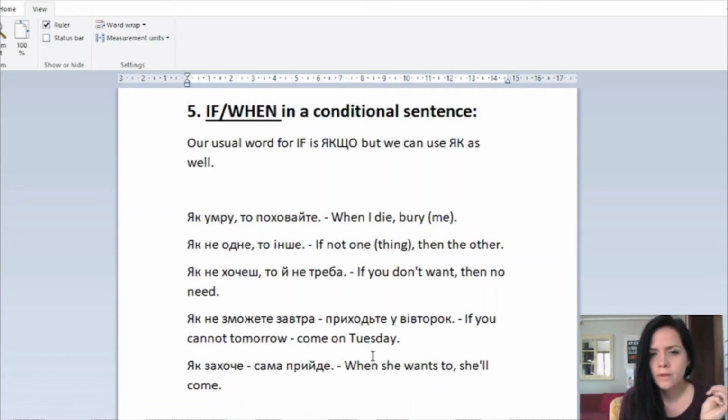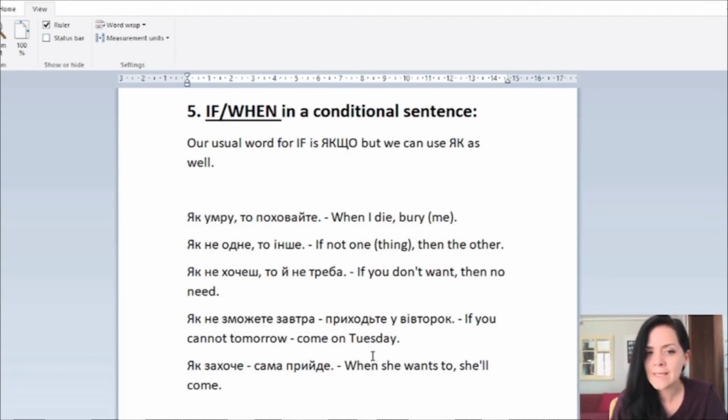So again, I would rather use якщо for formal standard situations, but if we have some sort of fictional book, or we are having just a conversation using spoken Ukrainian, then як works just as well. So again, this very first instance that I mentioned before, як умру, то поховайте. Як умру means when I die. То поховайте, then bury me, of course. Who else? The one who's dead, right? So як умру, то поховайте. When I die, bury me.